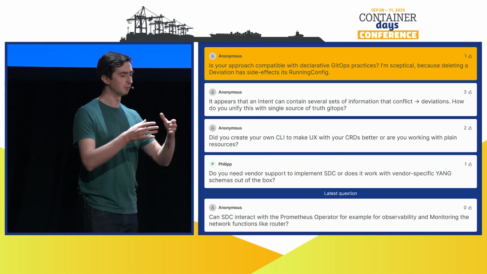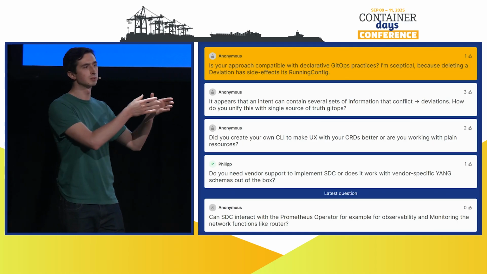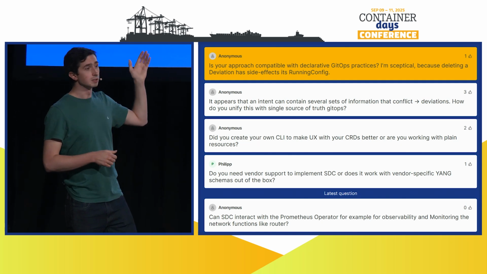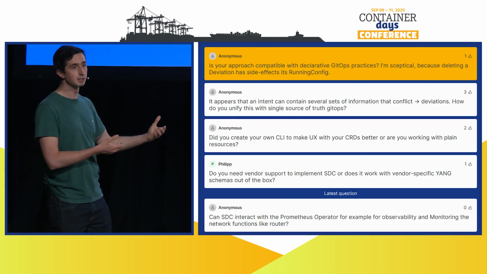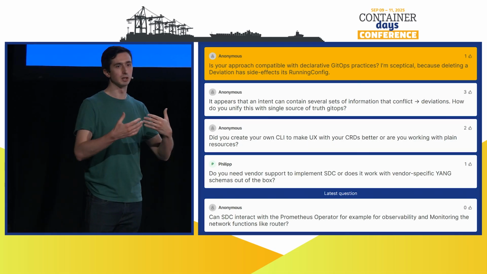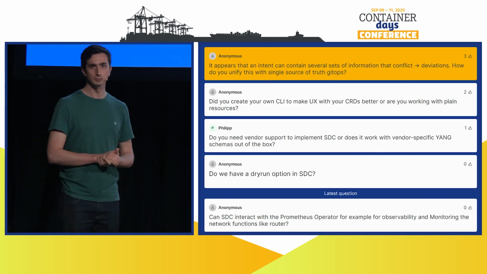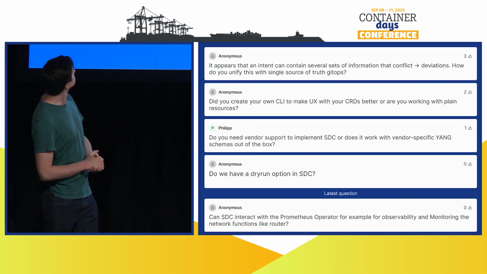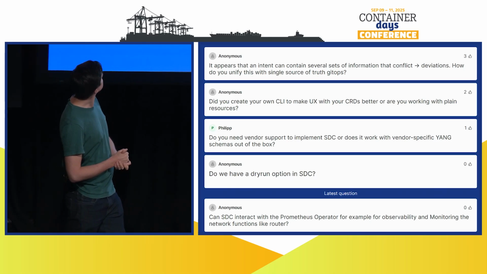This is sort of in some of the other Swisscom talks, there was this conversation about split source of truth, where you have an intent stored in Git and then some Kubernetes managed resources. The deviation resource is one of these Kubernetes managed resources. So it's representing a state of the current system, but it's not something you would check into Git. It's just an interface for you to see what's going on behind the scenes. Thank you. It appears that an intent can contain several sets of information that conflict, which leads to deviations. How do you unify this with single source of truth with GitOps?